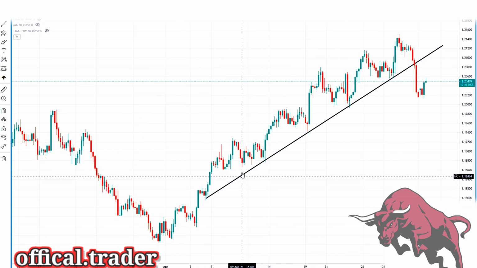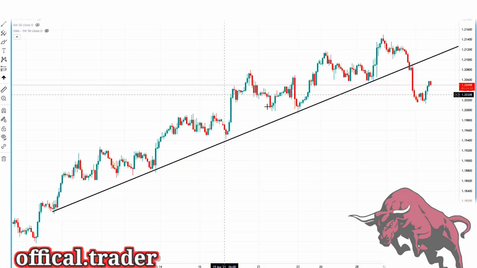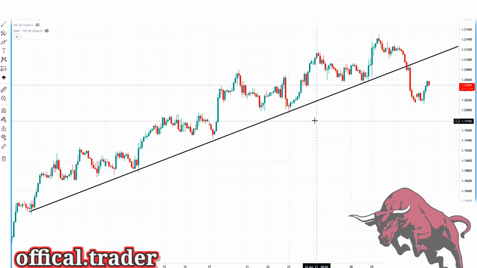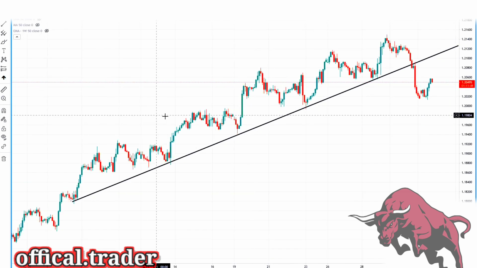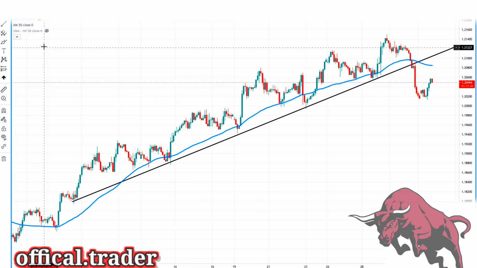You can see we have definitely enough touch points. And then the next question is, how do you find the right time frame? On which time frame do you execute your trades? How do you get into trades? And I use a 50 period moving average. I use the SMA, you can use the EMA.